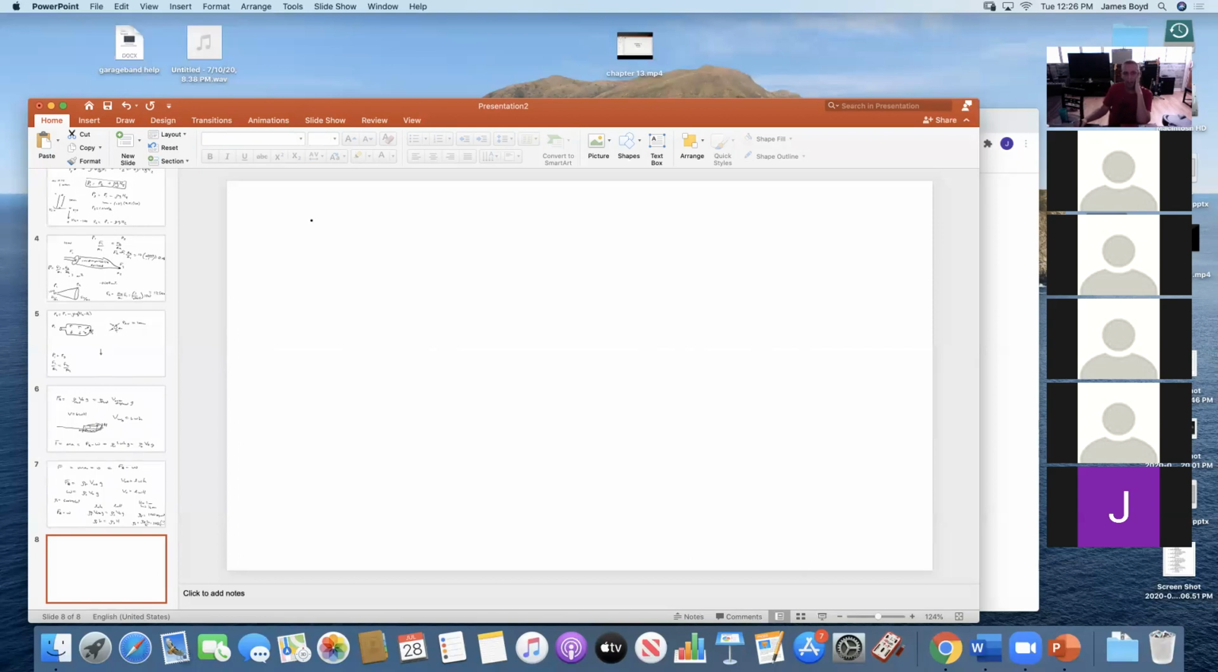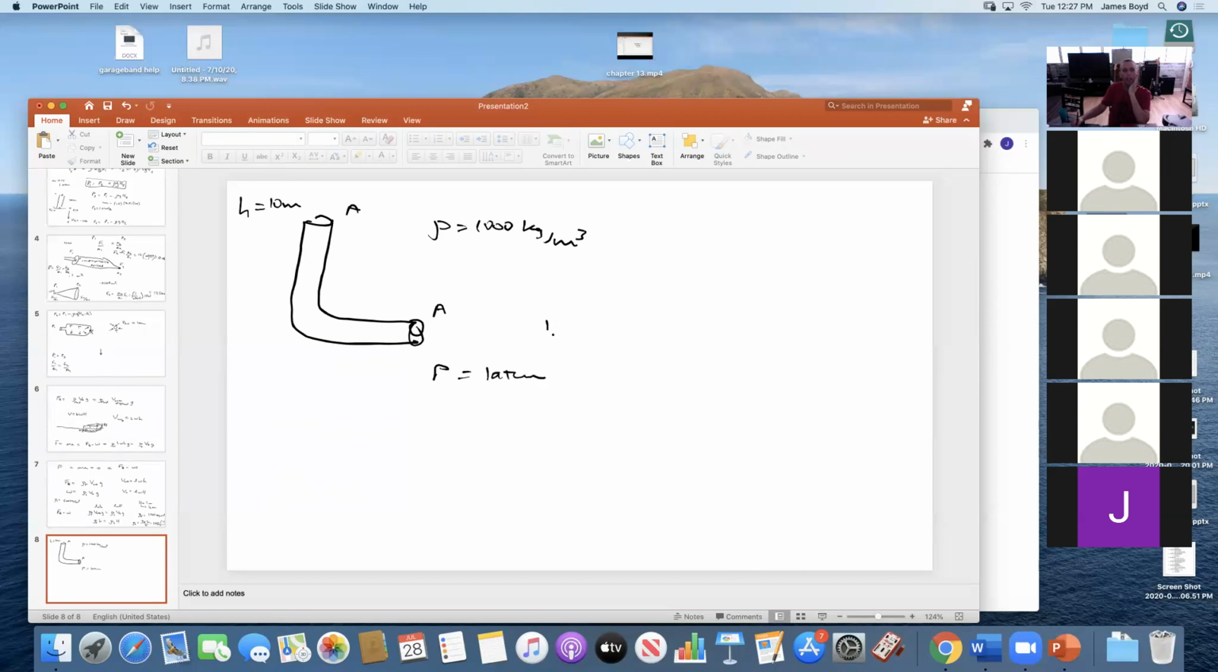So let's imagine a tube that has the same area here and the same area here, but this height is 10 meters. And it's filled with water, so the density is 1,000 kilograms per meter cubed. What I want to know is, if the pressure down here is 1 atmosphere and the height here is 0, what the velocity is and what the pressure is here.